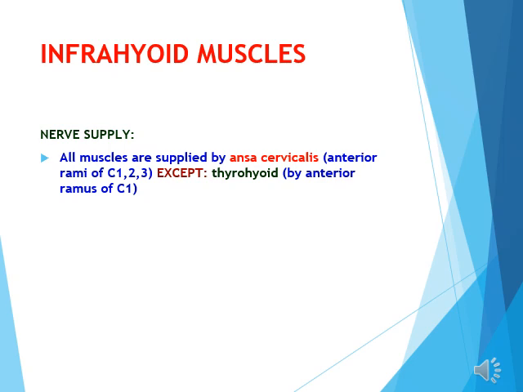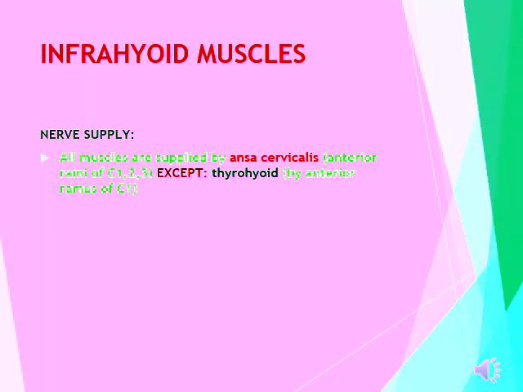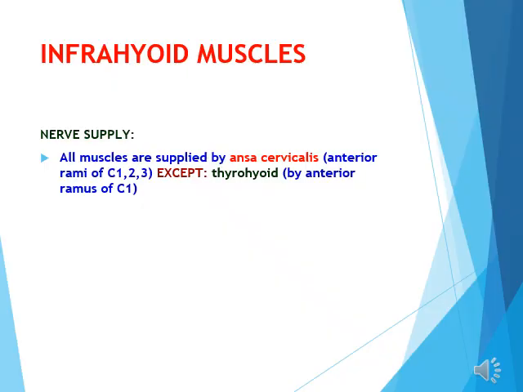This distinction is clinically significant. Why? Injury to the hypoglossal nerve or its C1 hitchhiker can selectively impair thyrohyoid function, affecting laryngeal elevation and swallowing mechanics, while sparing the rest of the infrahyoid muscles. So it is an important point. When we are assessing neck trauma, post-operative deficit, or planning nerve blocks, always remember: ansa cervicalis is for most, but C1 for thyrohyoid.